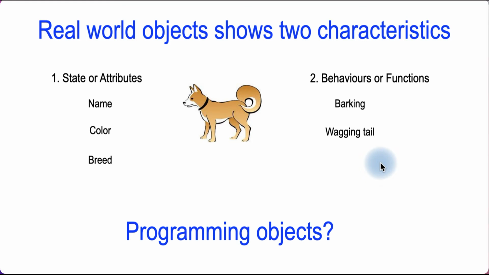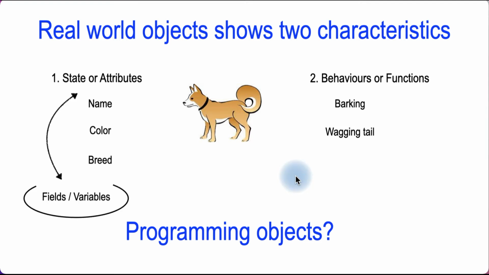Programming objects are conceptually almost similar to real-world objects. The state can also be called variables or fields, and behaviors can also be called functions and methods. Now we will try to understand classes.